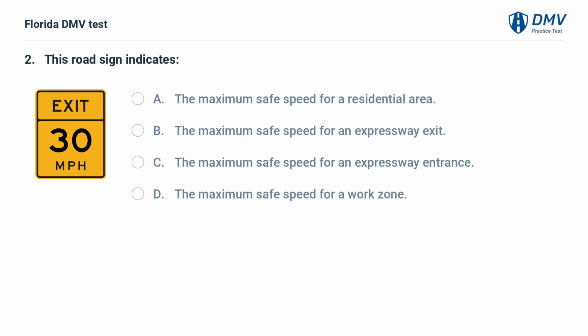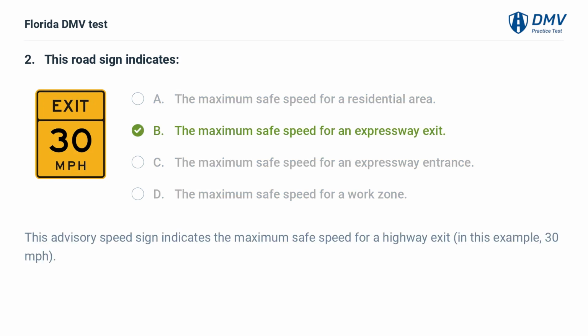This road sign indicates A. The maximum safe speed for a residential area. B. The maximum safe speed for an expressway exit. C. The maximum safe speed for an expressway entrance. D. The maximum safe speed for a work zone. B. The maximum safe speed for an expressway exit. This advisory speed sign indicates the maximum safe speed for a highway exit, in this example, 30 miles per hour.